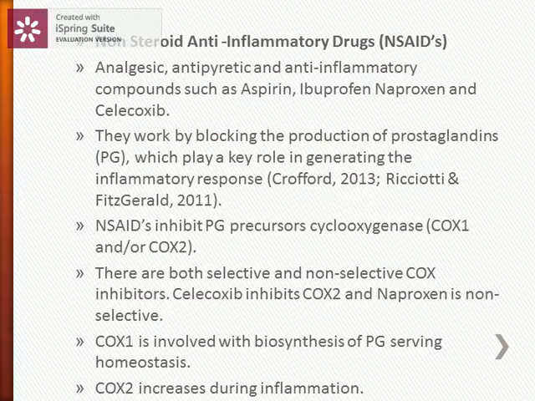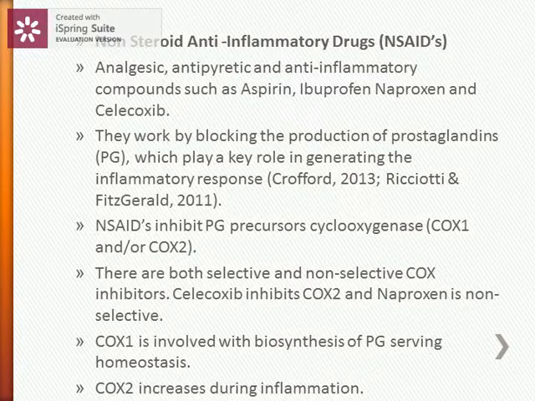So first line of call is the non-steroid anti-inflammatory drugs, also known as NSAIDs. These are analgesic, antipyretic, and anti-inflammatory compounds you find in your chemist, such as aspirin, ibuprofen, naproxen, and Celecoxib. They work by blocking the production of prostaglandins, which is similar to a hormone. It plays a key role in generating the inflammatory response.